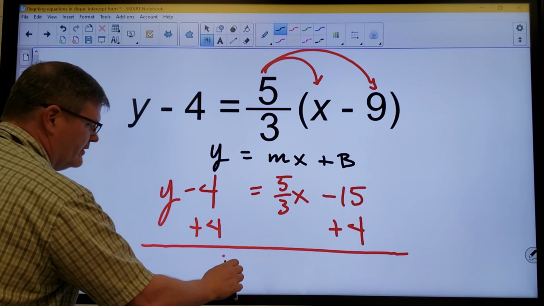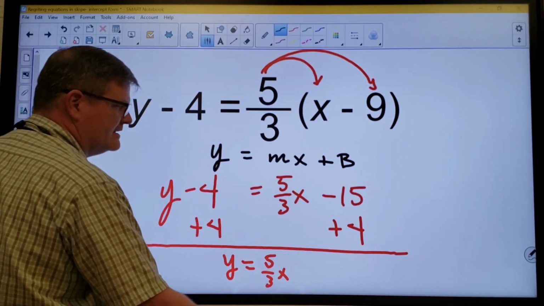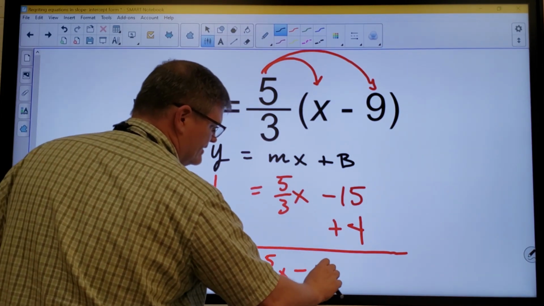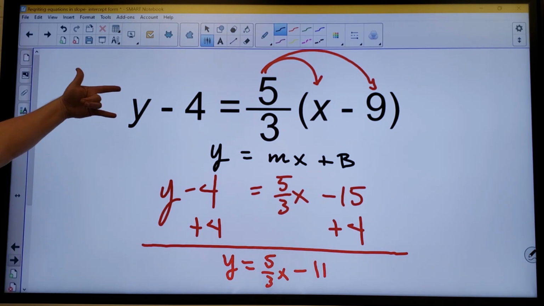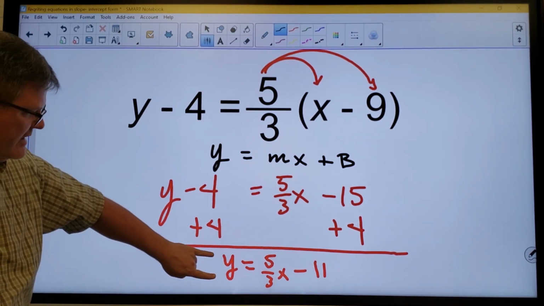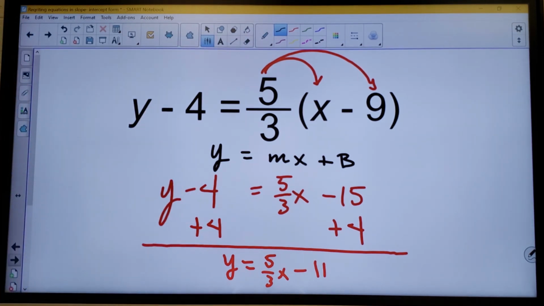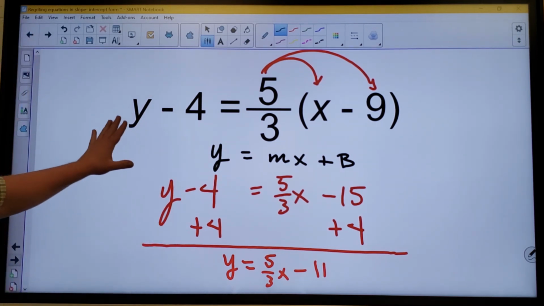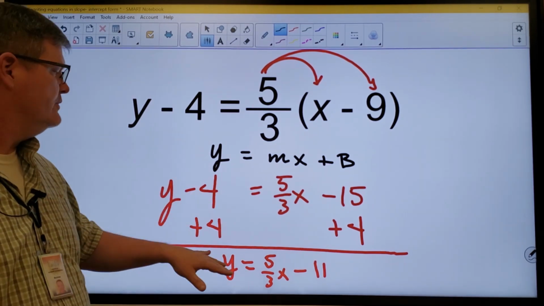So now we're left with y equals 5/3 x minus 11. And this equation up here, y minus 4 equals 5/3 times x minus 9, is exactly the same equation, or exactly the same line as this one down here, y equals 5/3 x minus 11. It's just written in a different format. So now you can take any equation, well, there's 3 examples that we've done here, but we can take any equation and we can rewrite it into slope-intercept form.